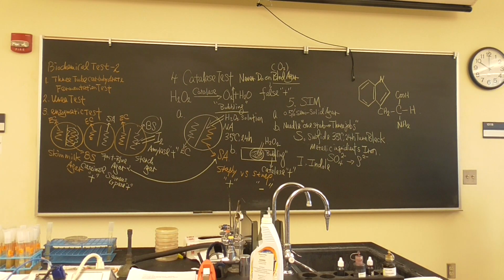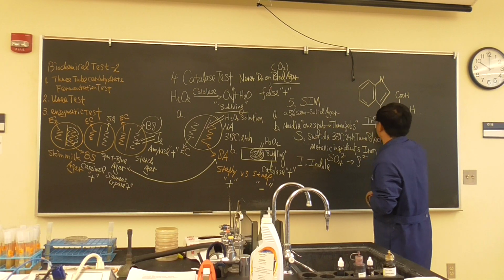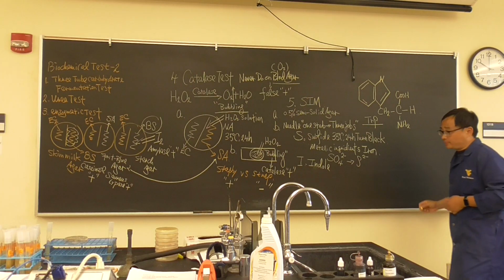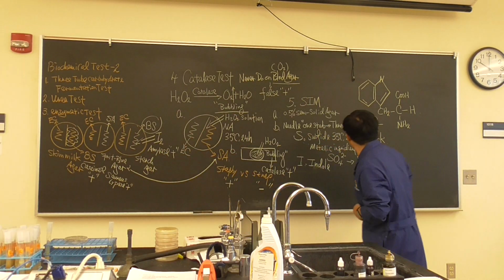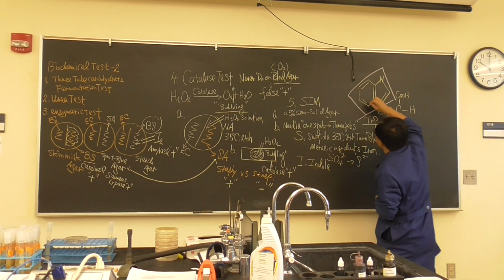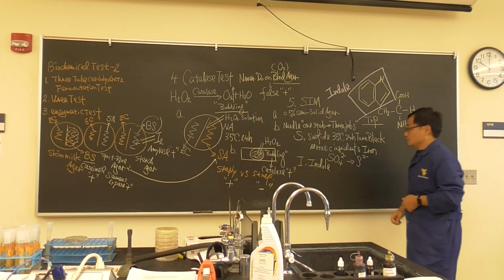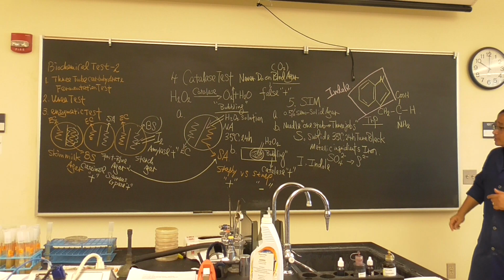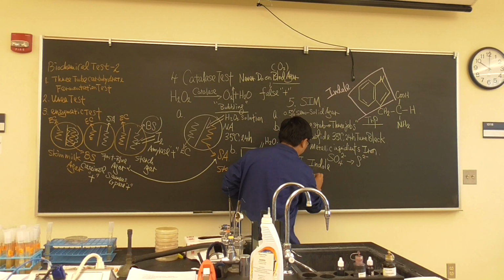What is this guy? Tryptophan. And in tryptophan, there is a subunit there. This is indole. So if bacteria use tryptophan, they will generate a byproduct, indole. So that is the tryptophan byproduct.